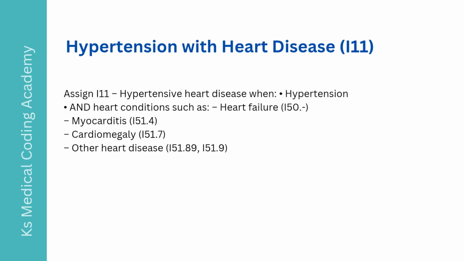Hypertension with heart disease, I11. Assign a code from category I11 hypertensive heart disease when the patient has hypertension and heart conditions such as heart failure, myocarditis, cardiomegaly, or other ill-defined heart disease. The relationship is presumed unless stated otherwise.